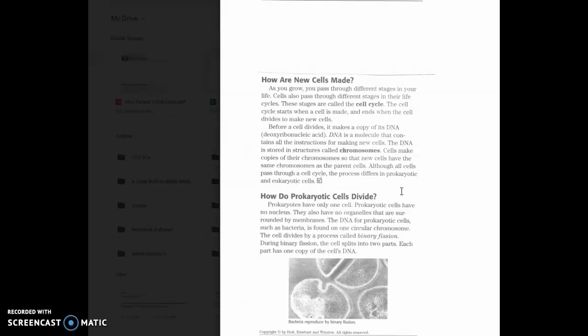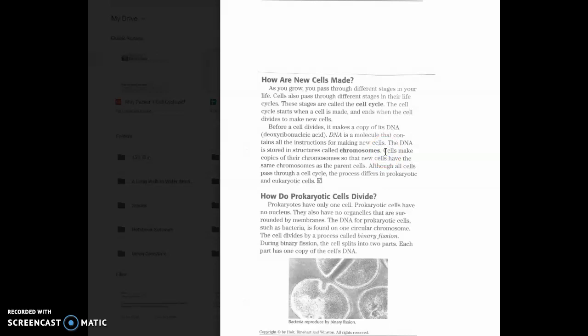So as you notice, cell cycle is in the first paragraph, and it says these stages are called the cell cycle. So the cell cycle is the different stages that cells go through. You can write that down. And then chromosomes is in the second paragraph. It says the DNA is stored in structures called chromosomes. So that is where the DNA is stored.